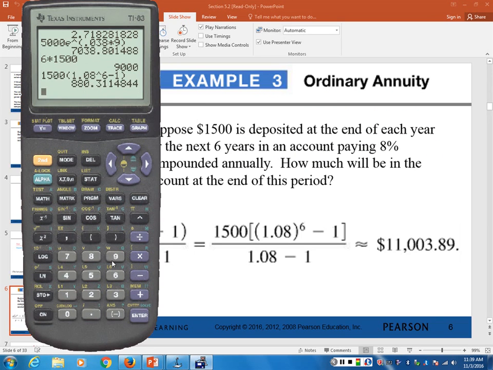There's my numerator. And I can do 1.08 minus 1 in my head. I'm pretty sure you can too. So there's your amount. Now you could have done that all in one calculation. You just have to be careful to put your parentheses in the right place.